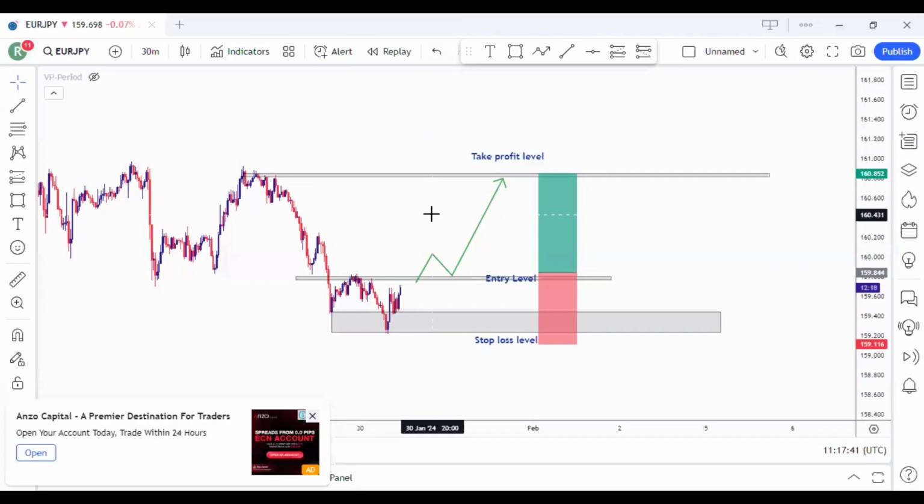Okay. Now looking at the chart, looking at the market, this is our trading plan for this market. You have seen our entry level, our take profit level, our stop loss level. This is the plan. Now, how do we risk just 1% on this trade? That is what we'll be looking at in a very short while.